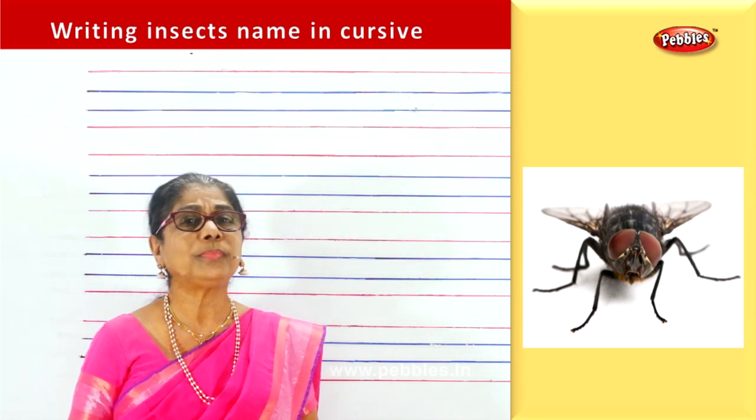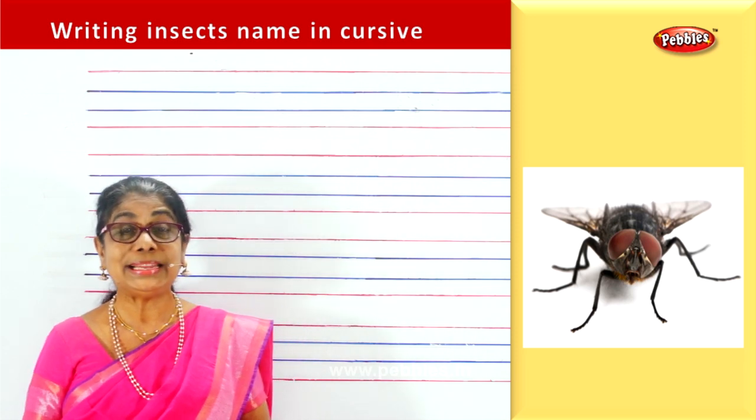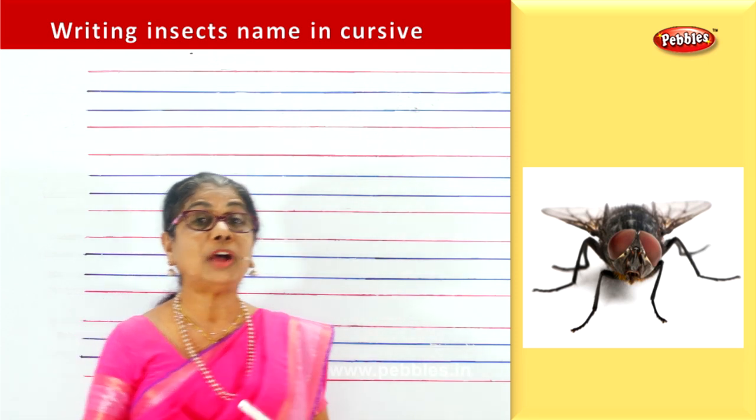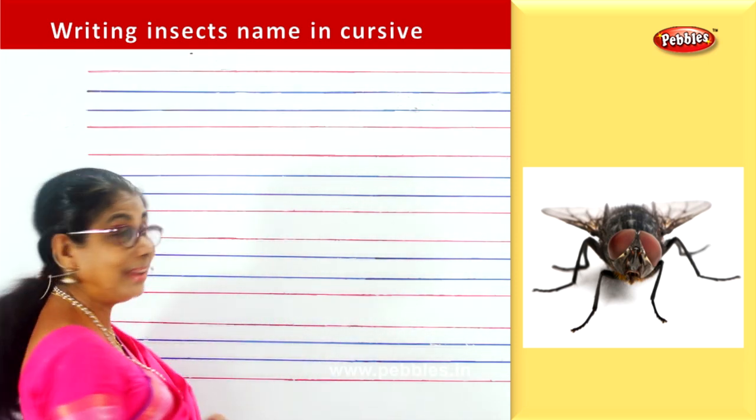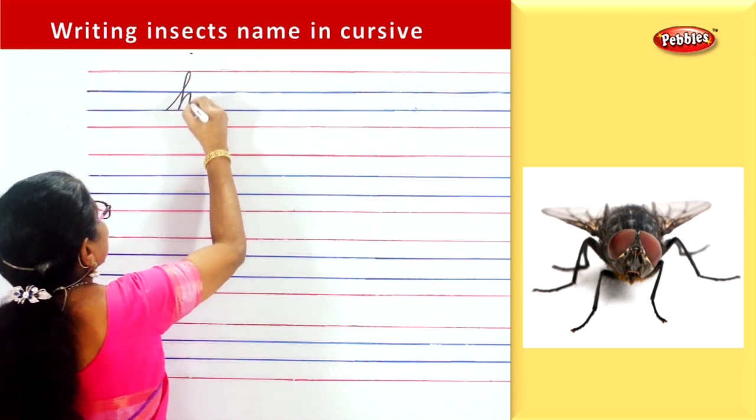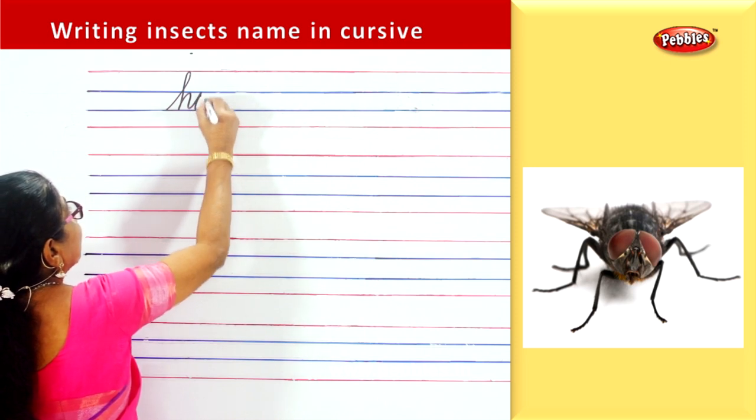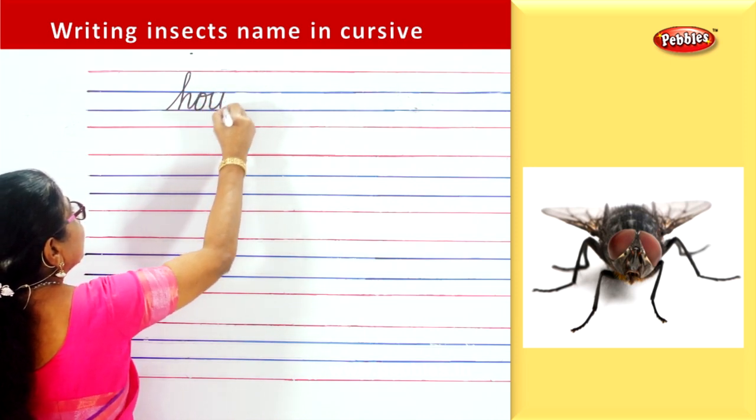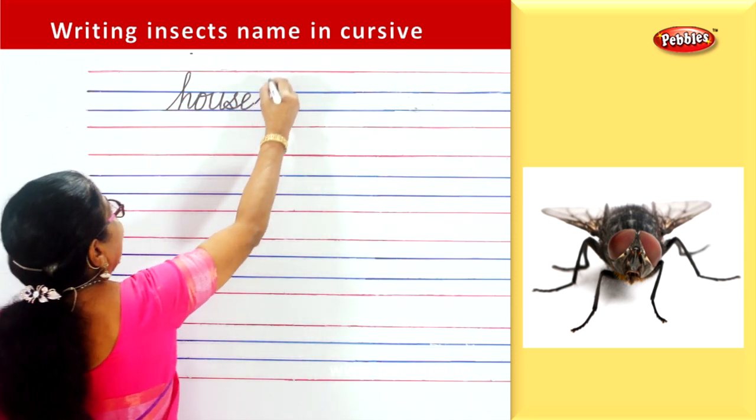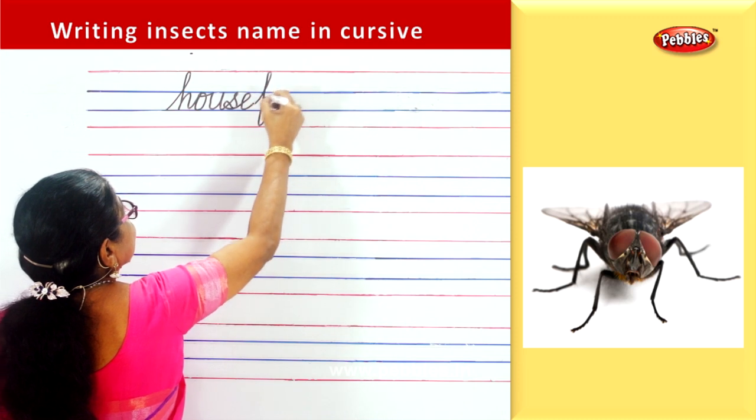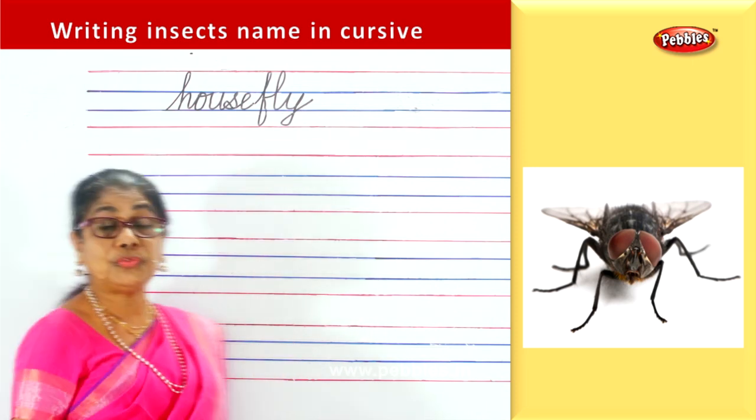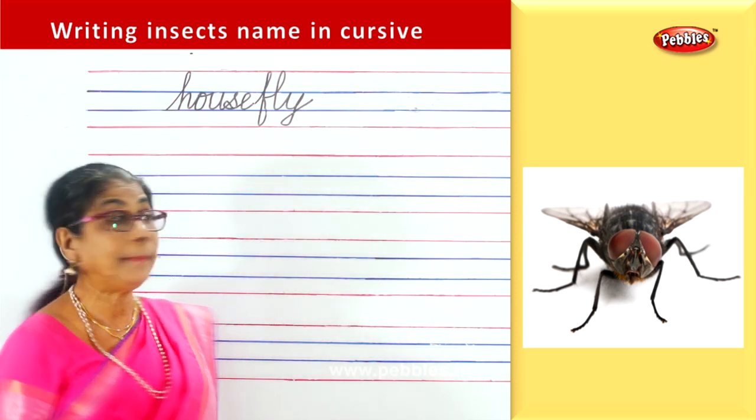Spell house fly. Housefly. We should keep houseflies out of our house. Good. Let's write. House. Fly. Housefly. Let's write the H capital.